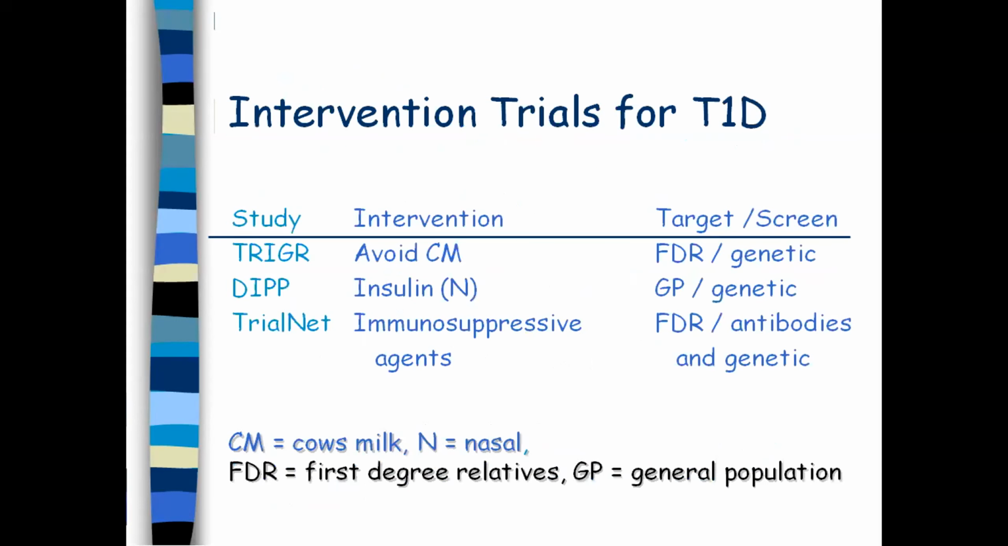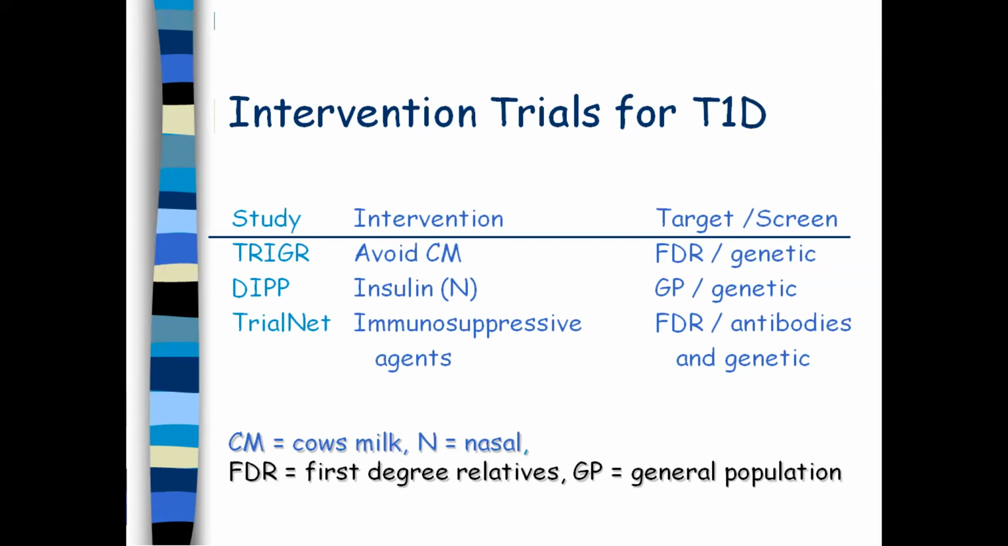So intervention trials for T1D, that is type 1 diabetes. The intervention trials are TEDDY, TRIGR, DIPP and TrialNet. The interventions are avoiding cow's milk, insulin and immunosuppressive agents. The target is FDRs, first degree relatives, with genetics and antibodies.